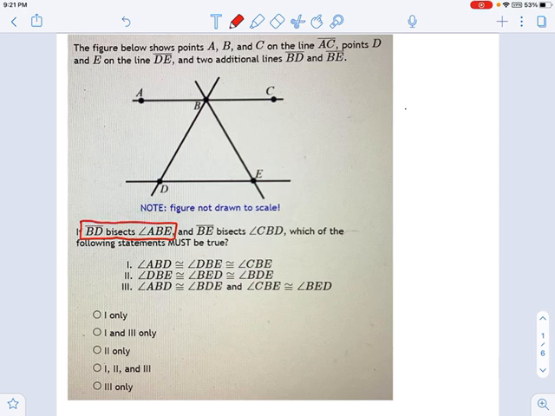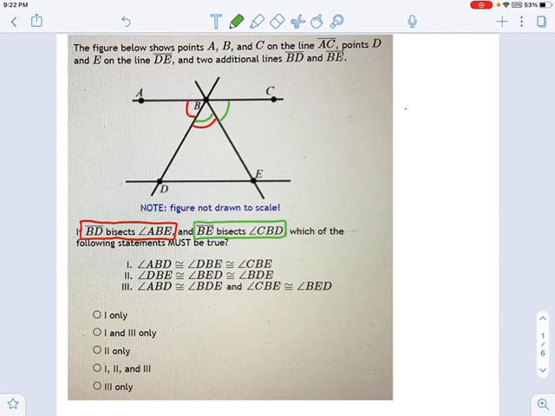BD is this line right here, and to bisect an angle, this angle right here, means you cut it into two equal halves. Okay, so that means this guy is the same exact angle as that guy right there. And we also have another bisector here. BE bisects angle CBD. CBD is, there it is. Okay, so that means this angle is equal to this angle right here. Now, we now know a bunch of things about these equal angles.